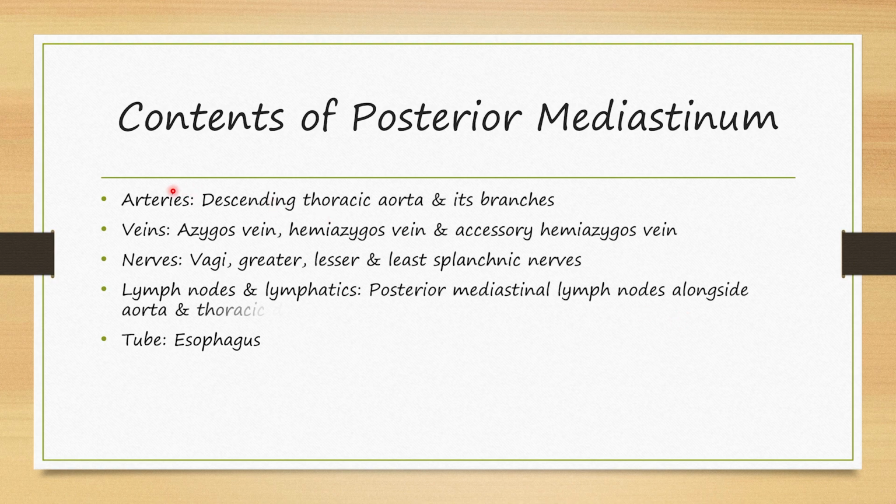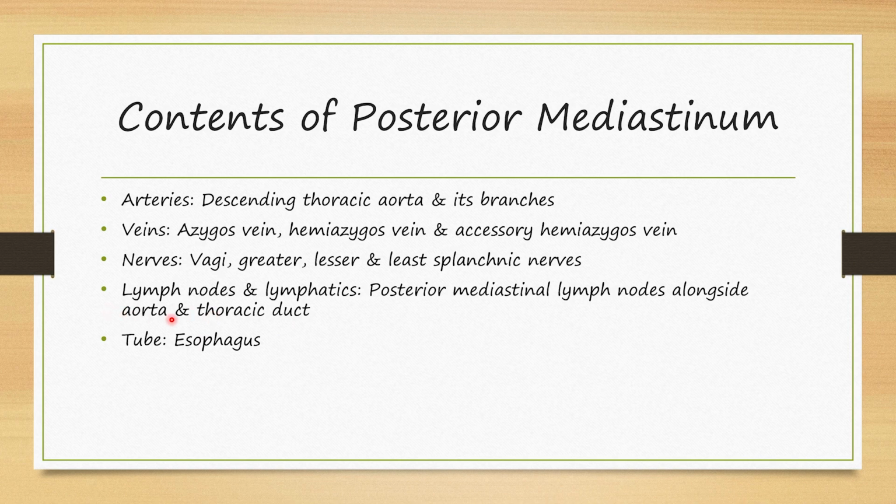The contents: there are arteries, of course, descending thoracic aorta and its branches. Why is it descending? Because it's on the posterior. Veins: azygous vein, hemiazygous vein, accessory hemiazygous vein. The nerves: there are the two vagus nerves, greater, lesser, and least splanchnic nerves. For the lymph nodes and lymphatics, there are the posterior mediastinal lymph nodes alongside the aorta and thoracic duct.